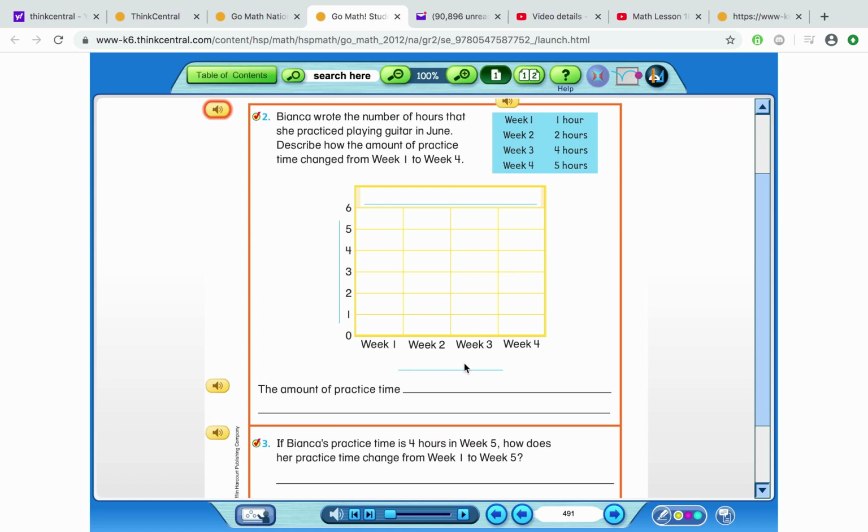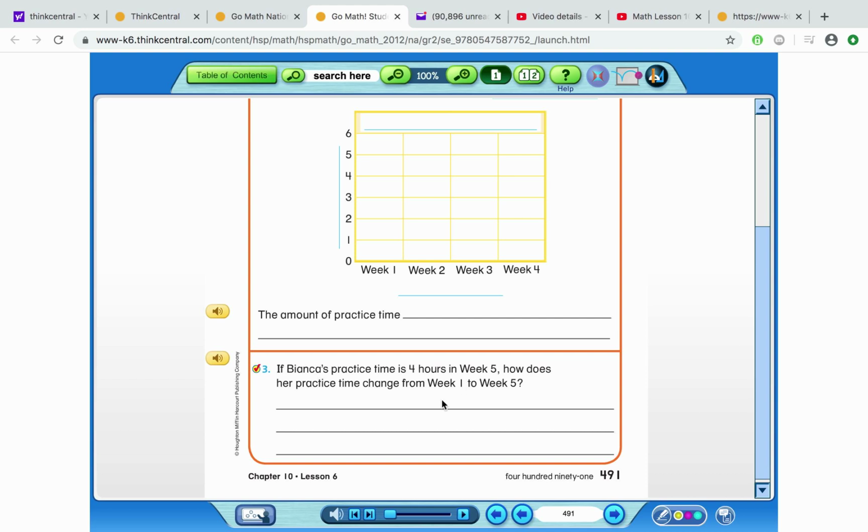But real quickly, the label here along the bottom is all week 1, week 2, week 3, week 4. So you could just put weeks in June or just weeks is fine. And here's where you're going to answer the question, how did it change over time? The amount of practice time either increased in June or decreased in June.